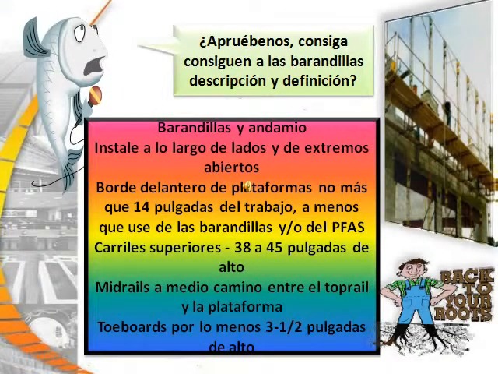Guardrails and scaffolding. Remember to install guardrails along open sides and ends of a platform, with the front edge of the platform not more than 14 inches from the work, unless guardrails are installed and a PFAS personal fall arrest system is used. Top rails are 38 to 45 inches tall. The mid rails are halfway between the top rail and the bottom rail, and the toe boards are at least 3.5 inches high.